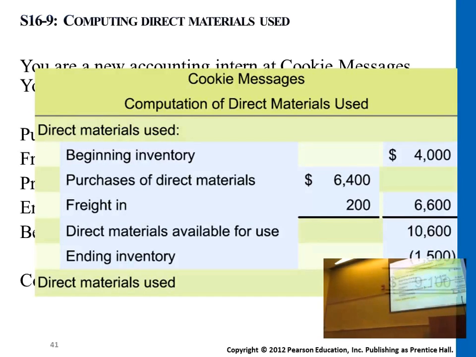So the logic here really is the same as when we calculate cost of goods sold for a merchandising business. The general logic is the same. We need to know last year's level, this year's new purchases, compare it against this year's leftover, determine what's used in this period. So the same logic we apply here: direct materials, beginning inventory that we can use. We made new purchases, we have to pay freight charges, compare against ending inventory, $1,500. So we actually used $9,100 worth of direct materials.